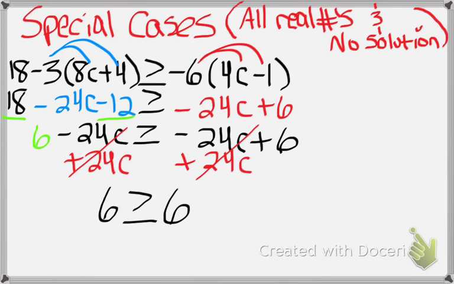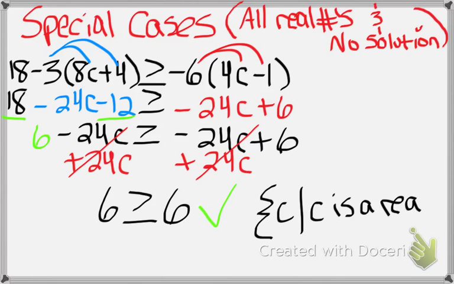Now, if that "or equal to" had not been there, then yes, this would have been a false statement. The answer would have been no solution. But because that "or equal to" is there, this is a true statement. It checks out. So our answer is all real numbers, or technically we can write it the bougie way. If you see these brackets, you could say the answer is all numbers C such that C is all real numbers, or C is a real number, meaning basically everything.